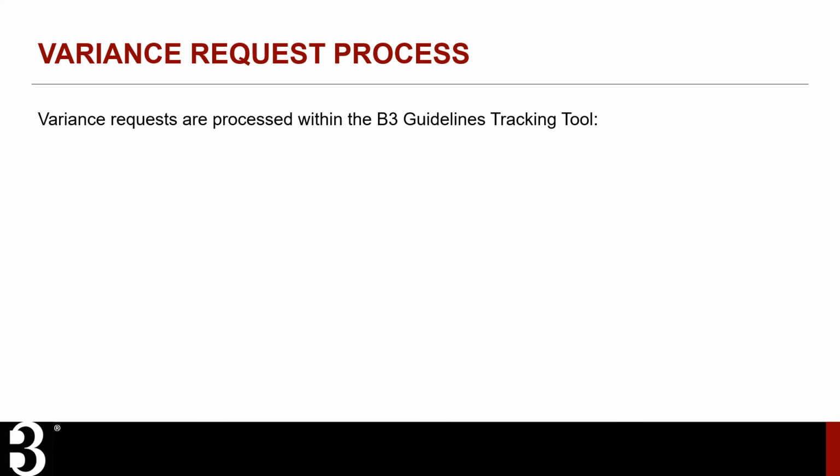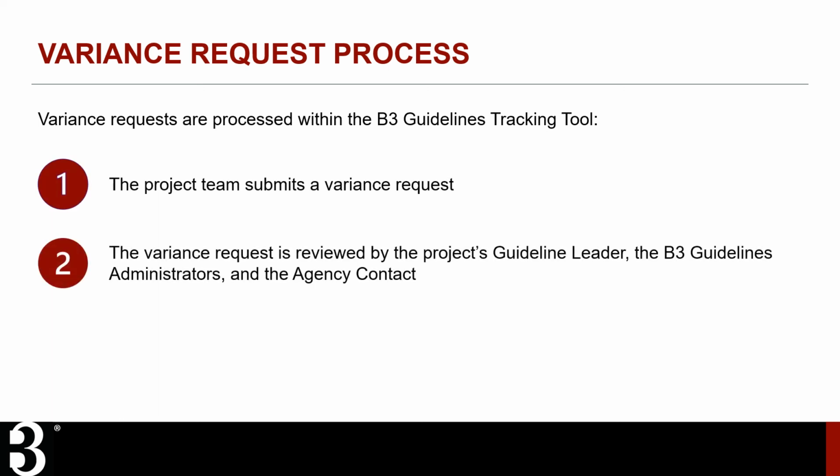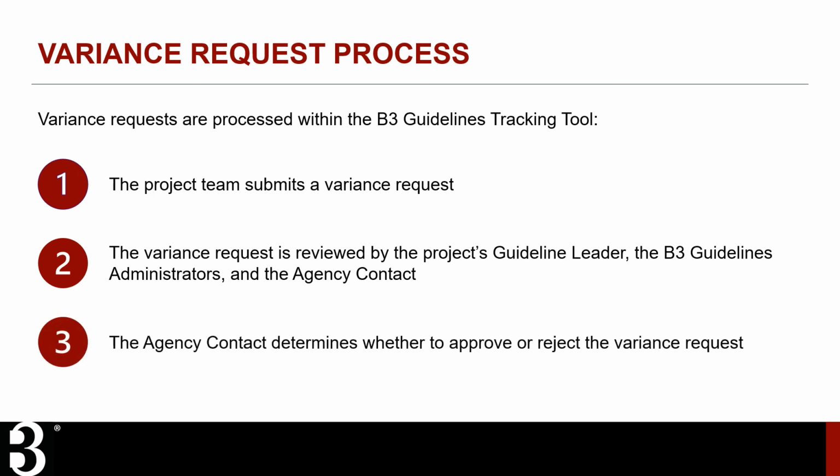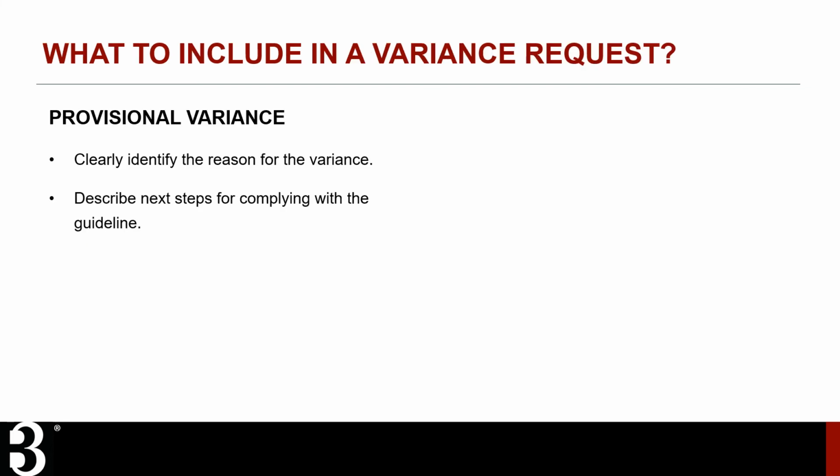Variance requests and non-compliant designations are handled within the B3 guidelines tracking tool. First, the project team submits the variance request. Next, the request is reviewed by the project's guideline leader, the B3 guidelines administrators, and the agency contact, who determines whether to approve or reject the variance request. For provisional variances, the request must clearly identify the reason the variance is required and describe next steps for complying with the guideline in later phases.